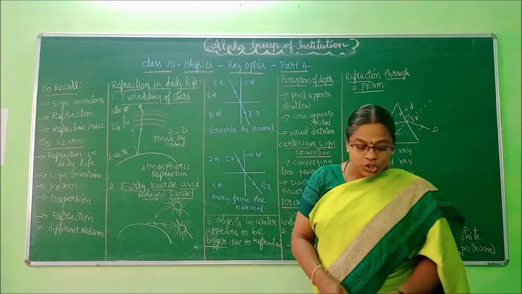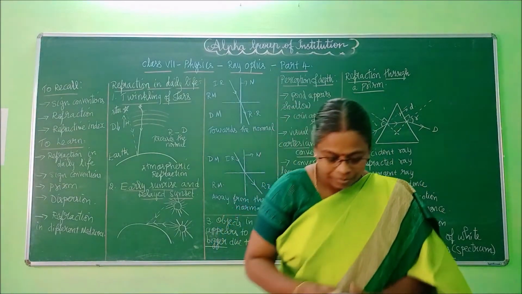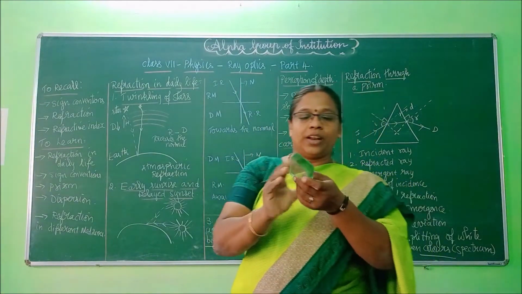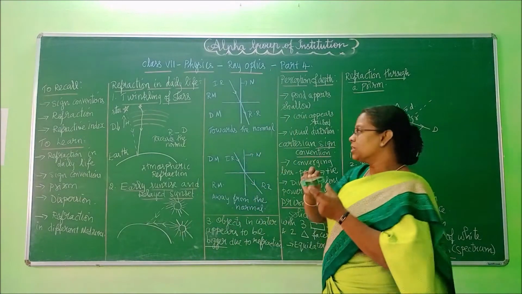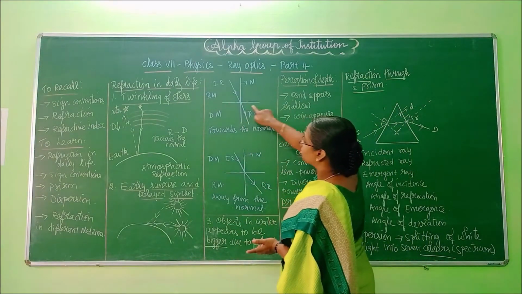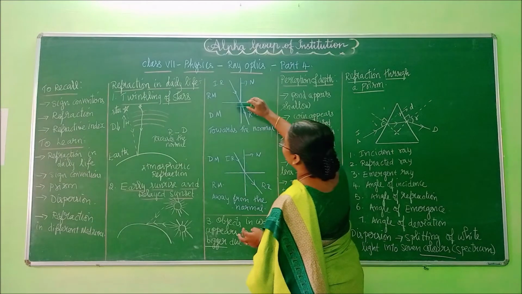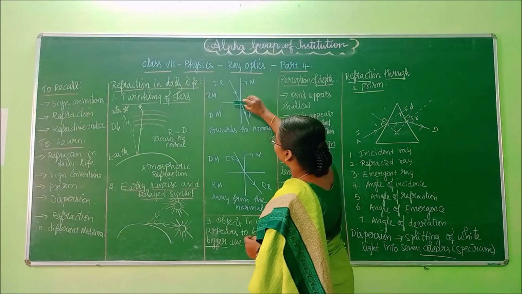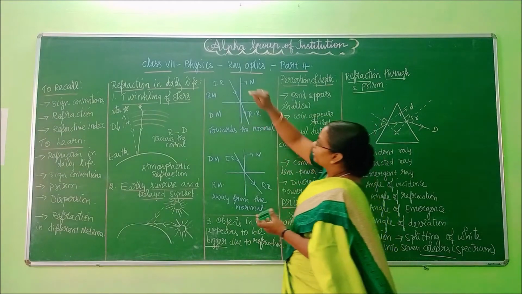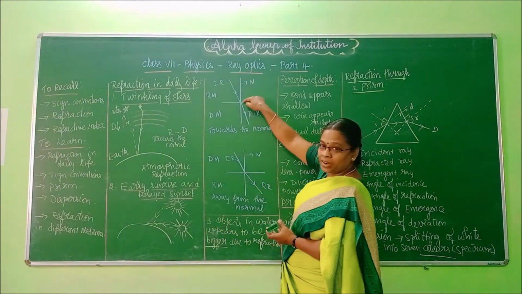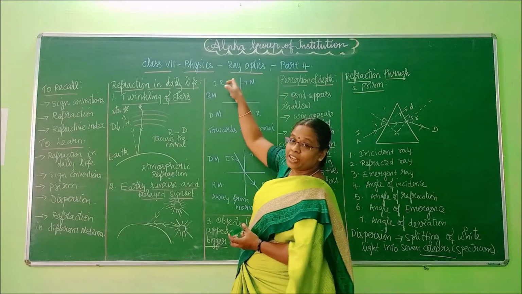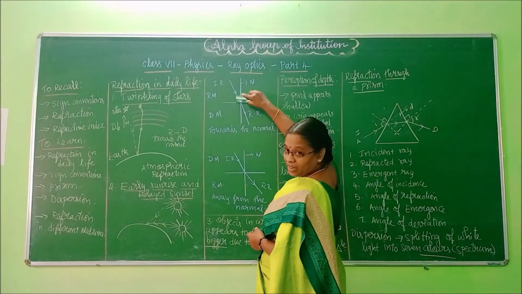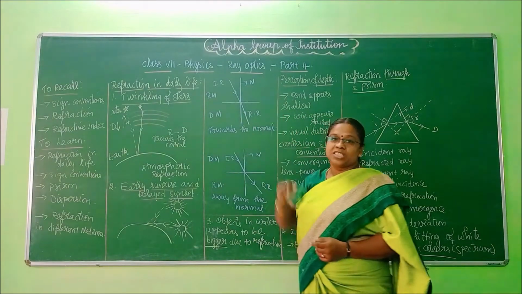So now I will show you a glass slab. So this is your glass slab. Now imagine that this line I have drawn, that is your medium. Change of medium. Now when I keep it here like this, one light ray will enter here. Now it enters from air medium to glass medium, so the medium gets changed.